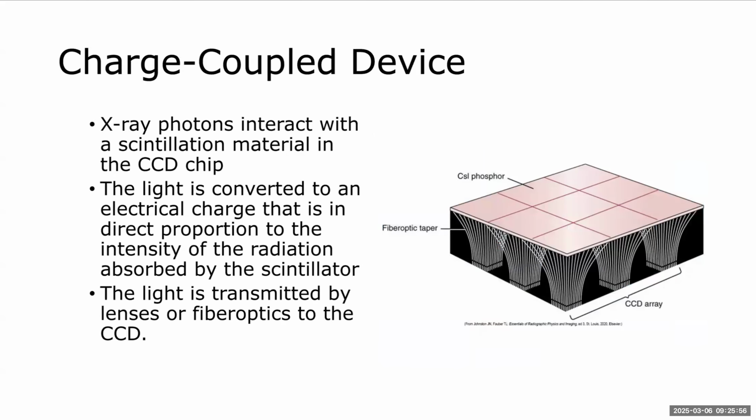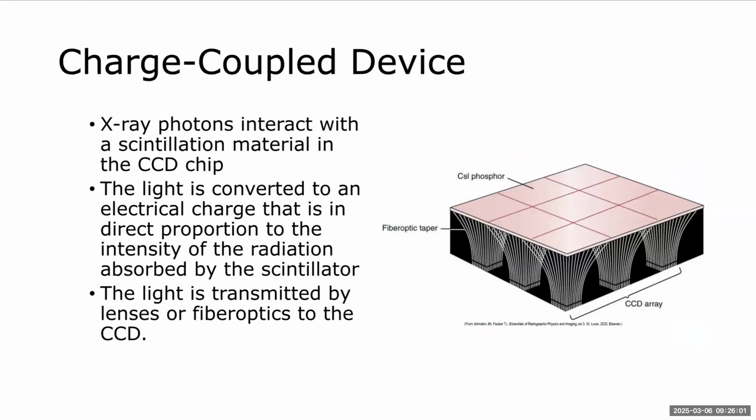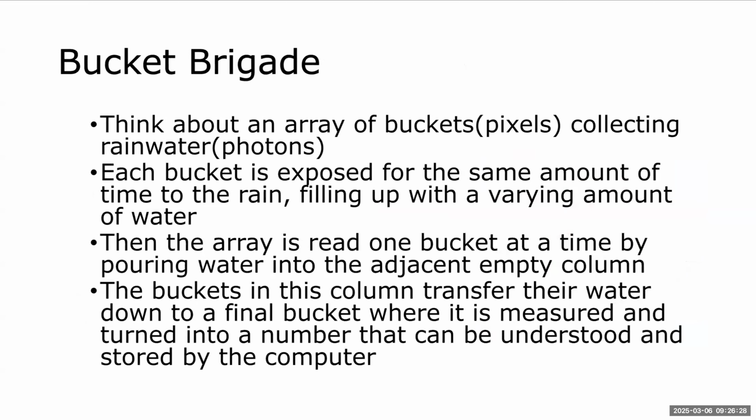So we've been talking about TFTs. Now we're going to talk about the CCD, charge coupled device. This is where your X-ray photons interact again with the scintillation material in the CCD chip. This would be considered an indirect conversion system because there is a step of light that is given off. That light is then converted to electrical charge, and then transmitted by lenses or fiber optics to the CCD.